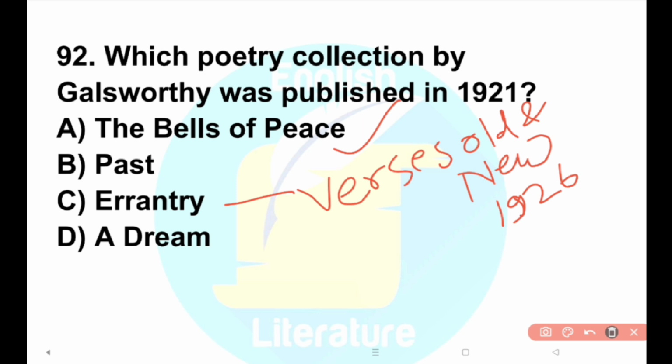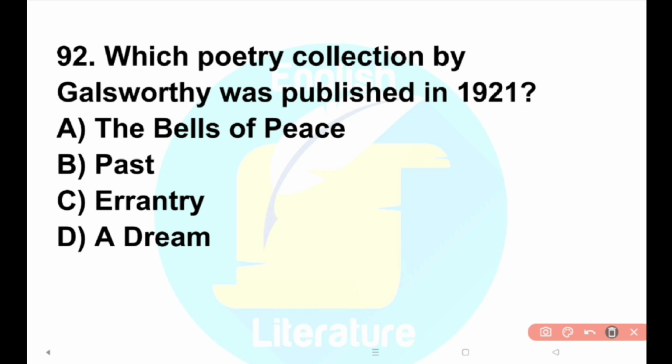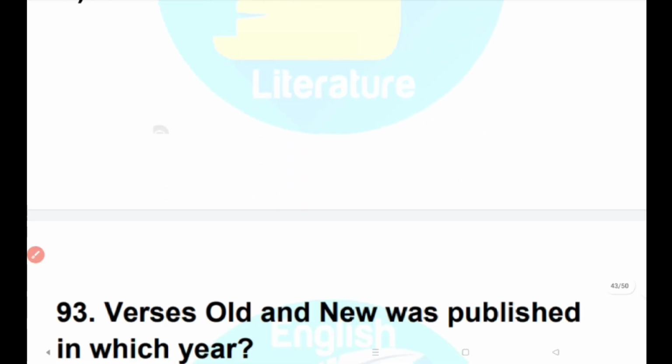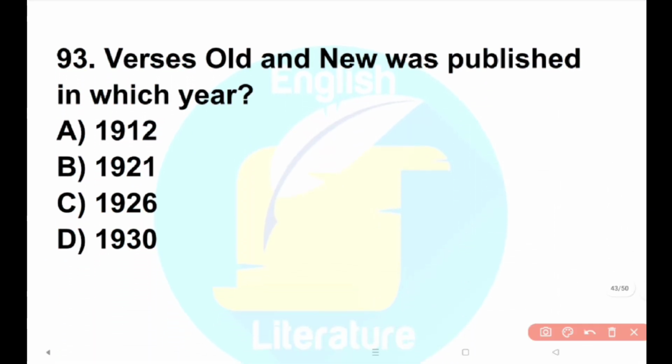Next, Verses Old and New was published in which year? Option C, 1926. Verses Old and New was published in 1926, a later work in Galsworthy's poetic career.